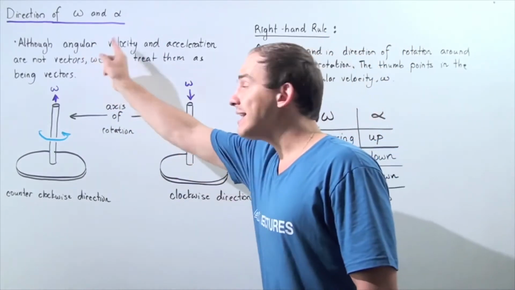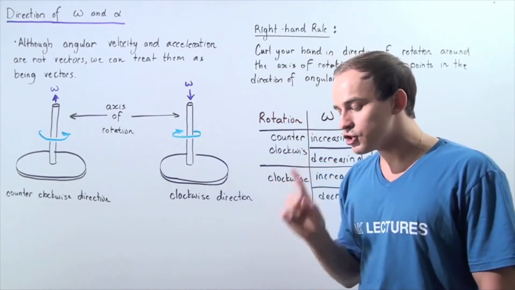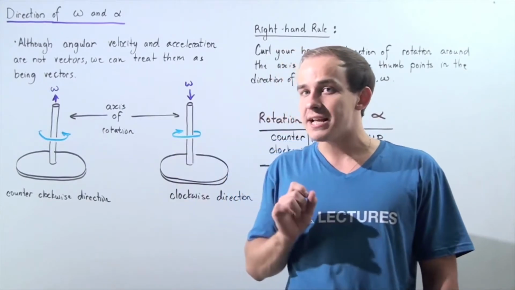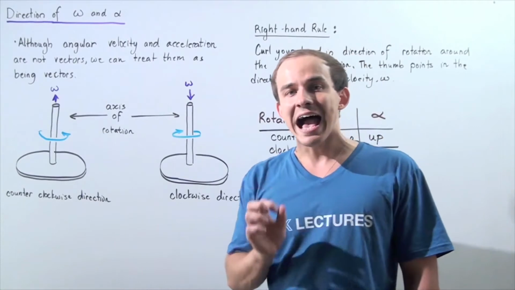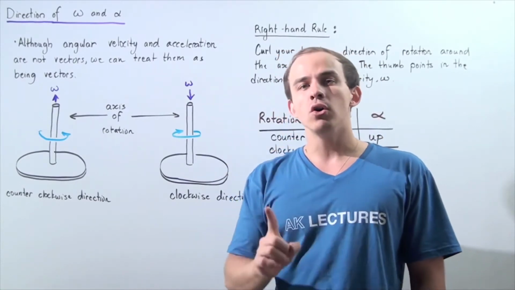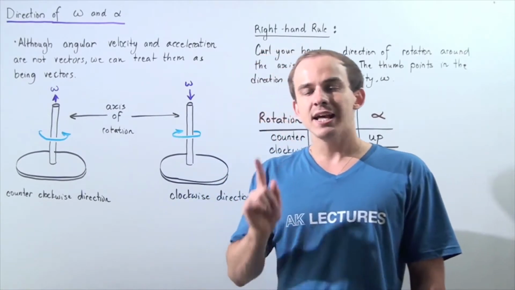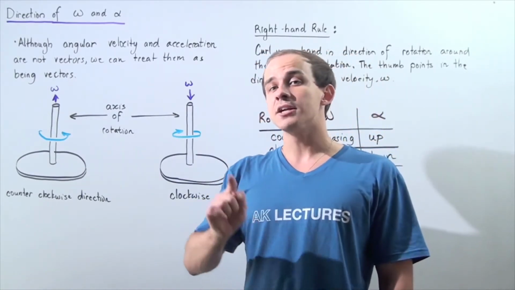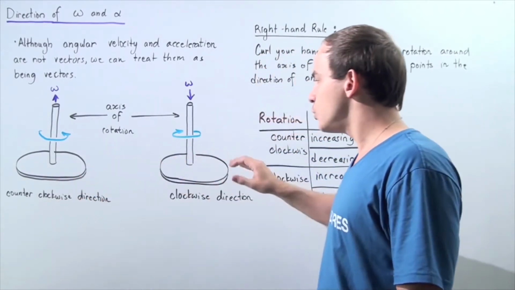Now, even though angular velocity and angular acceleration are not exactly true vectors, we can treat them as vectors in the sense that these two angular quantities not only have magnitude, but they also have direction. So how exactly do we find the direction in which angular velocity and angular acceleration point? Well, let's look at the following two diagrams.